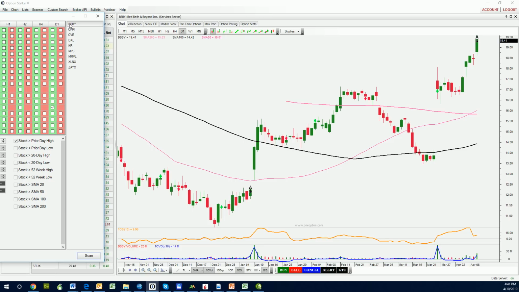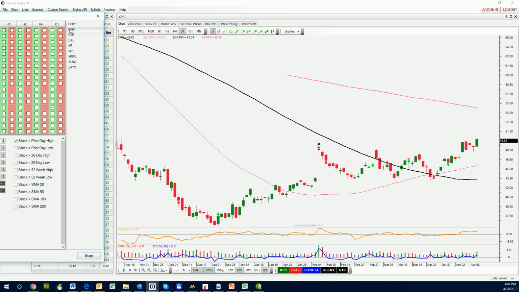So I'm going to click through these. We know they have good options, liquid options. This is nice. That's a nice horizontal breakout. That's a bit of a compression right there. We've got good relative strength. We've got good volume. I'm just going to drop an alert.